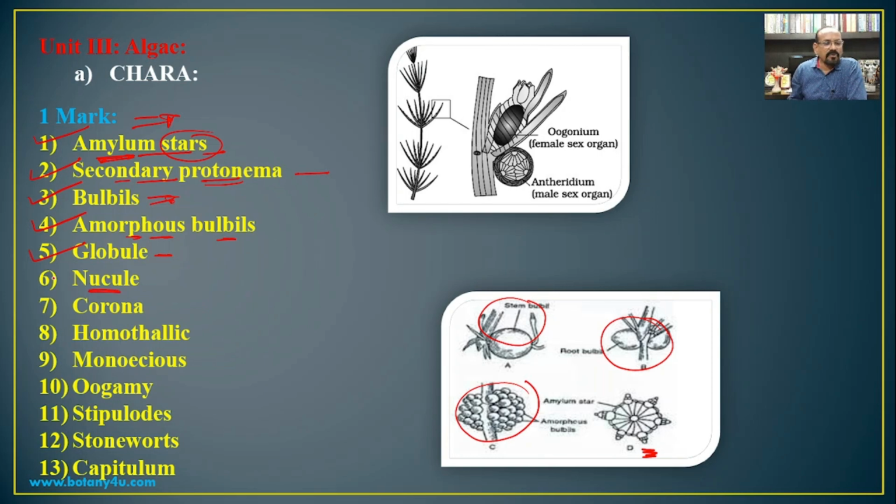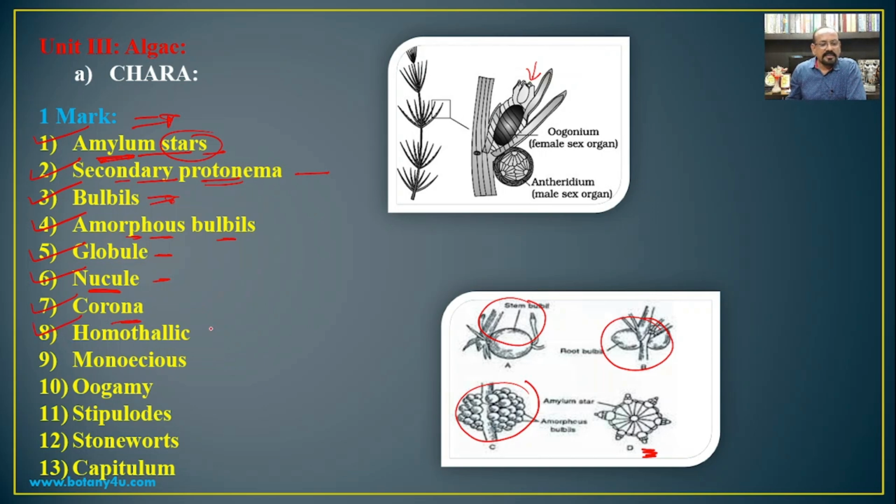Then again, the nucule is a female reproductive organ developing from the nodal region of the branches of limited growth, and it always grows above the globule. Then corona: these are the special type of cells which are present around the nucule, and they are free at the end of the nucule, and that is known as the corona.